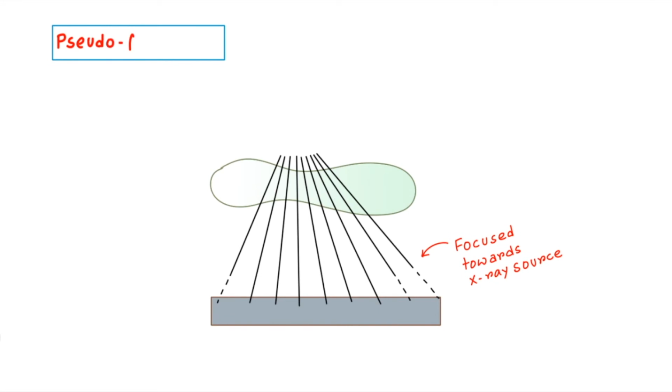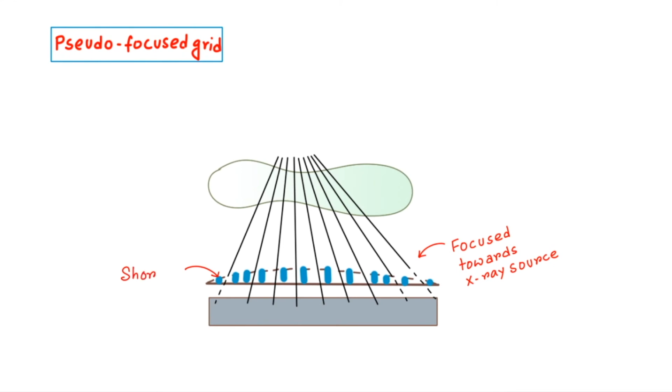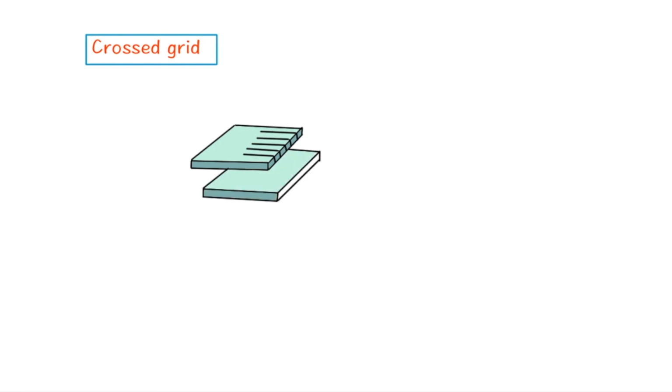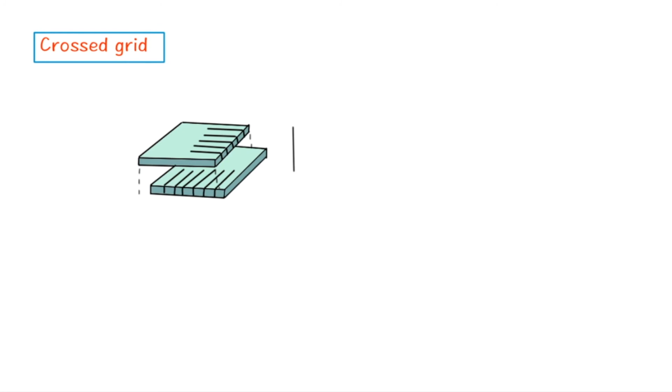Next type is pseudo-focused grid. In this type there is progressive diminution in the height of lead strips from the center to the periphery. As the strips are shorter at the periphery, the primary photons are allowed to pass. Now the last type of stationary grid is crossed grid. In this type, two grids are placed at right angle to each other. This type of grid is used to eliminate the X-ray photons which are scattered in the plane of lead strips.